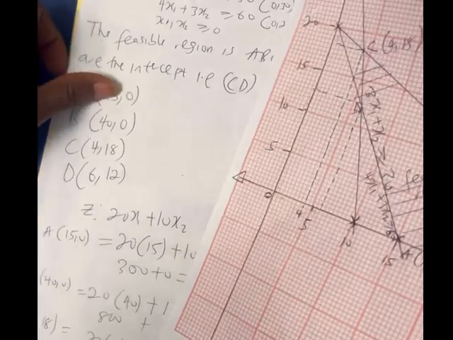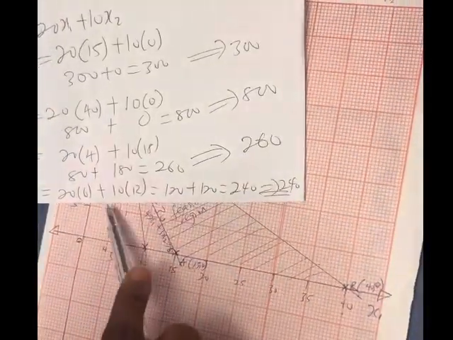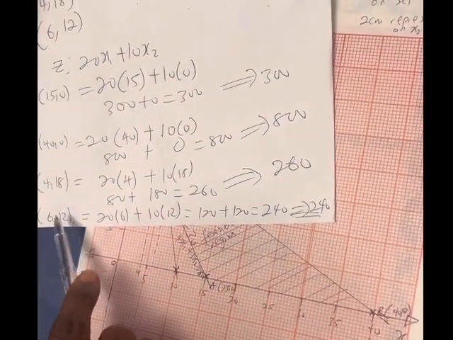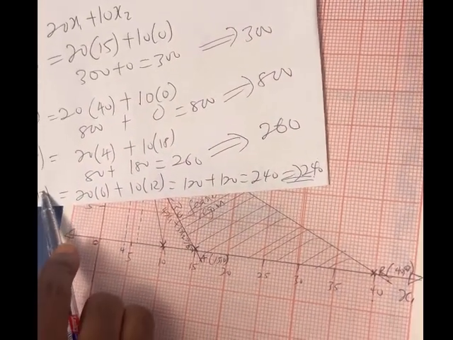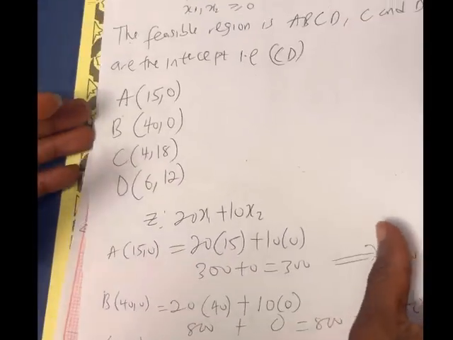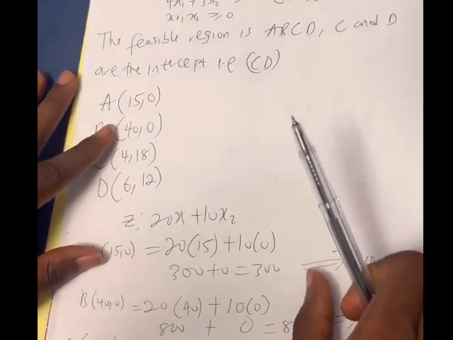So we have gotten our minimum value. That is, our minimum value falls on 6, 12, which is 240, at x1 is 6 and our s2 is equal to 12. So this is the solution for the linear programming problem. Thanks.